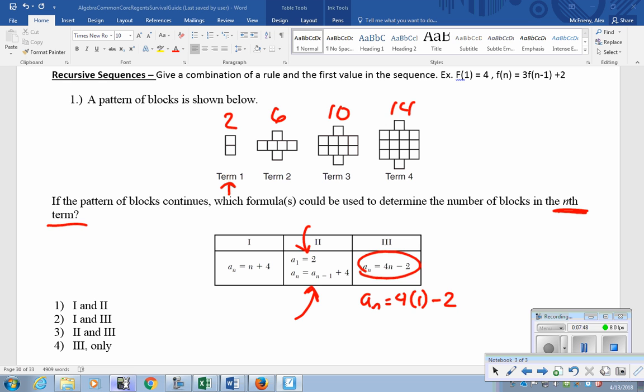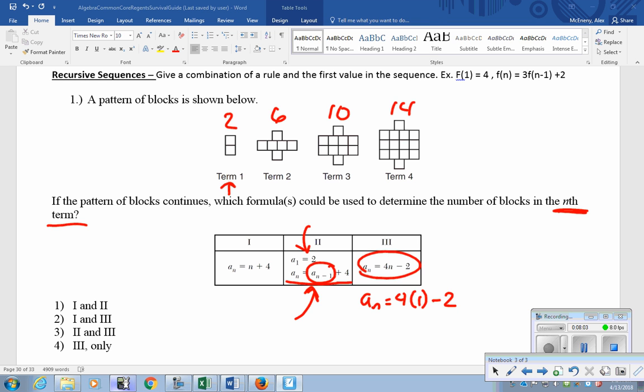And then if we look at a recursive sequence, 2 is an example of recursive because it gives you the first value, and then there's a rule to get the next one. So like this rule right here states, to get the next value, I have to take the last one before it, this is the last one, and add 4 to it. So the best way to do this is showing the substitution.